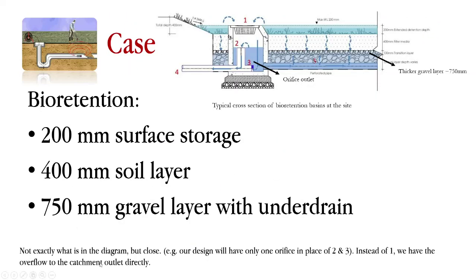So our example is a bioretention facility with 200 millimeters of surface storage. That is this level on the surface where the water can be retained, a 400 millimeter soil layer, this layer, and a rather thick 750 millimeter gravel layer with an underdrain. So the real engineering design is shown here. If we want to explicitly model this, it is possible to do that using a combination of LID and some links and nodes in SWMM, but that is not the purpose of this video. We are going to do a simplified model of this, which is accurate enough for catchment-wide consideration.